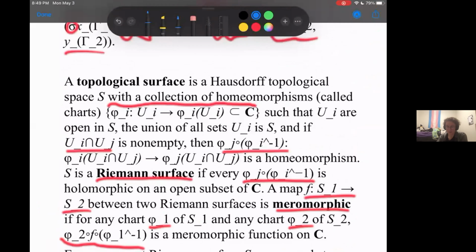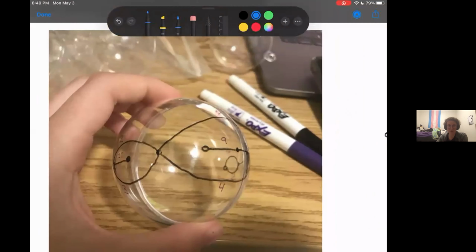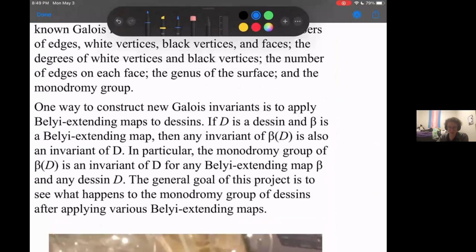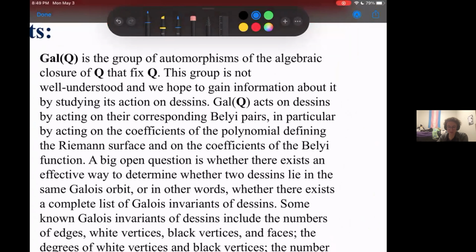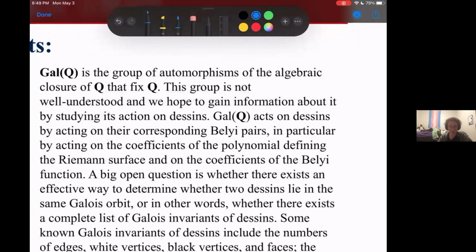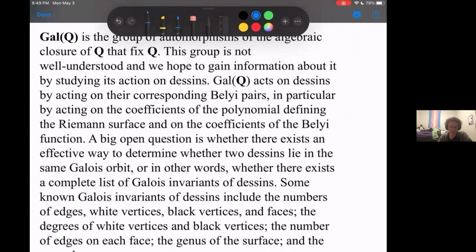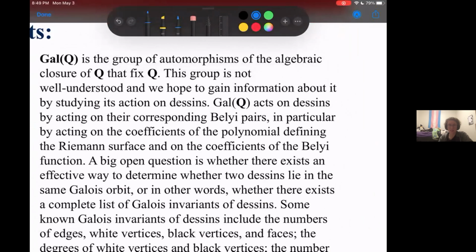Okay. Here's a picture I took of that Dessin I showed you earlier. So we have one more paragraph of definitions, and then I guess a couple more paragraphs. But this is kind of the last chunk of definitions.